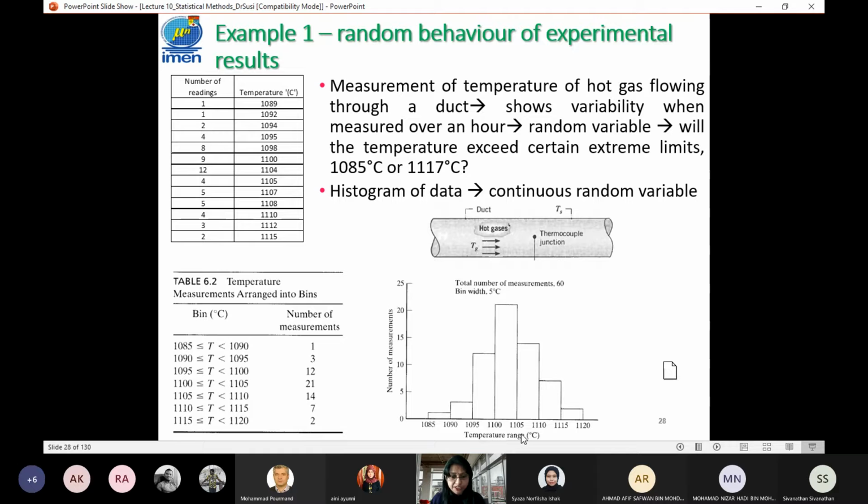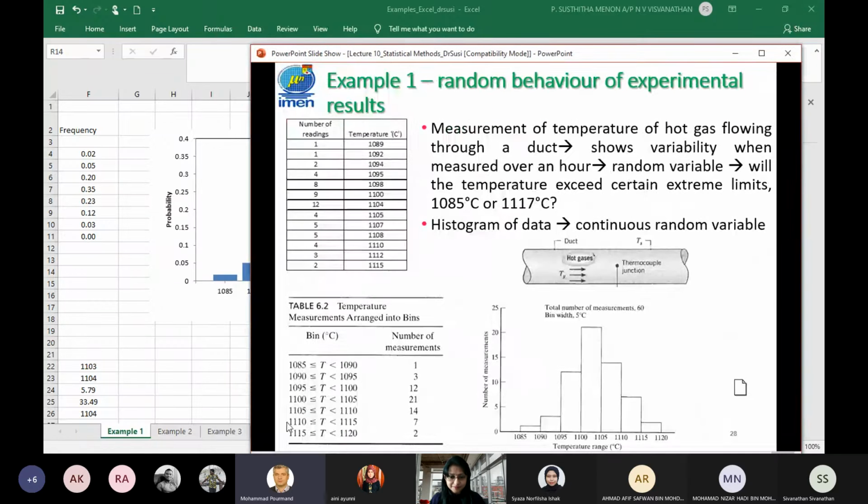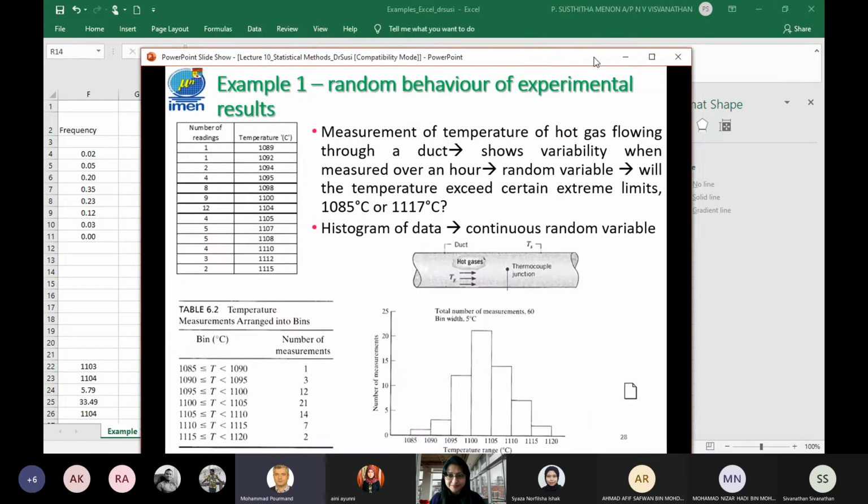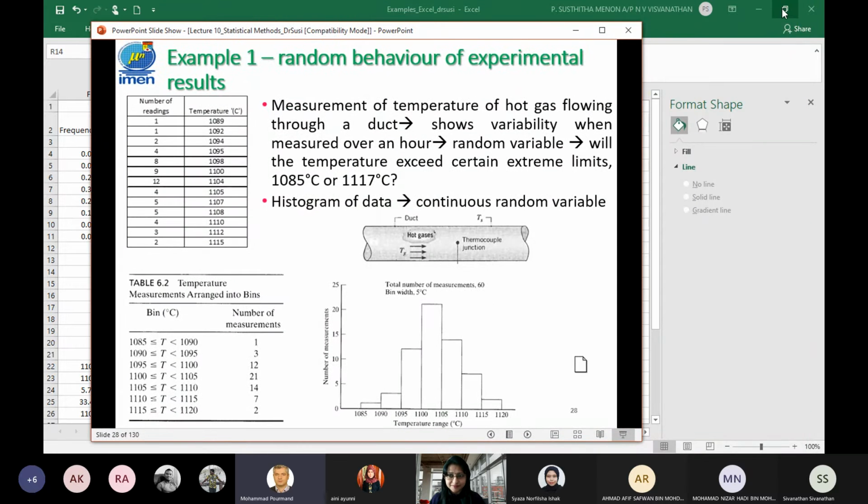Number of measurements versus temperature range in a duct. Maybe we can say that the temperature range is following a normal distribution with a mean of around 1100, and it is actually symmetrical. It means that it's pure random, and most of the samples are in the middle. It means that it doesn't have any systematic error.